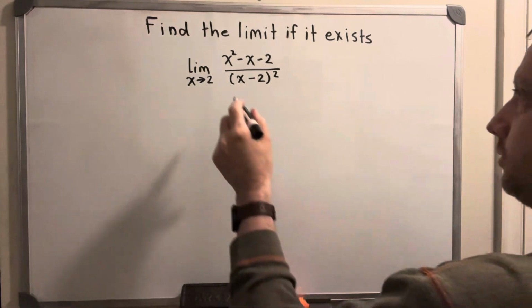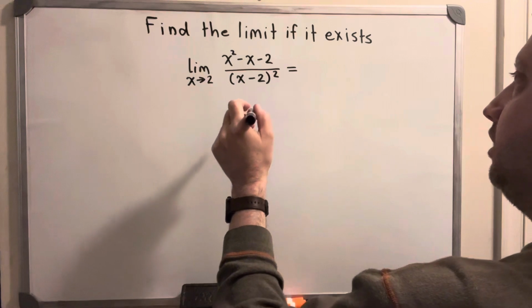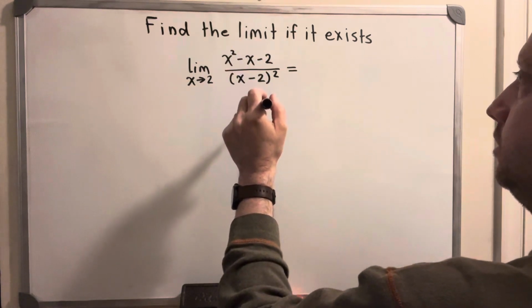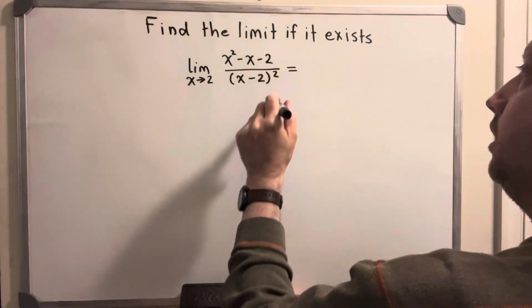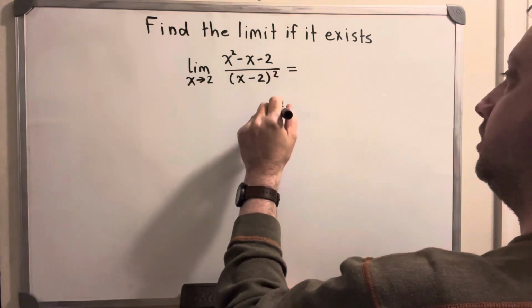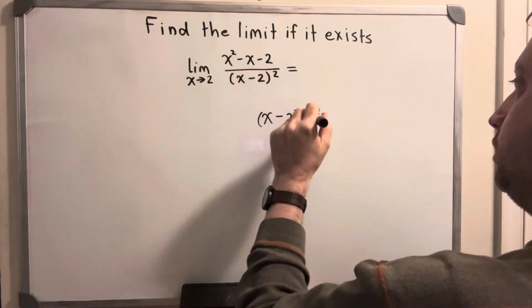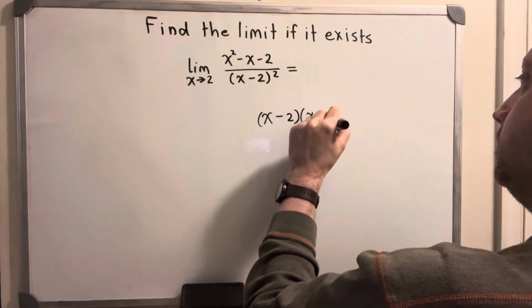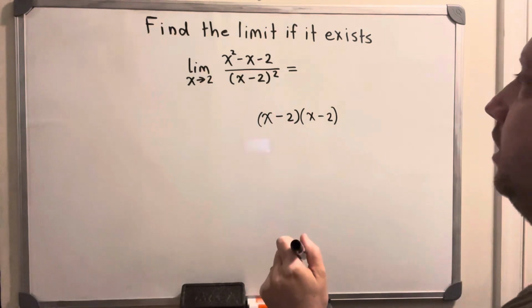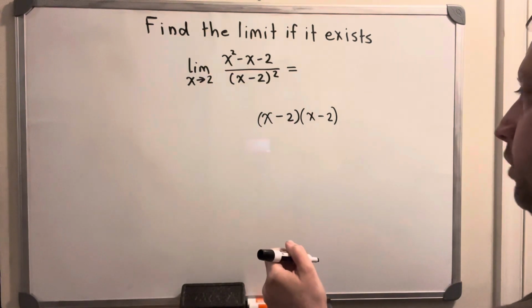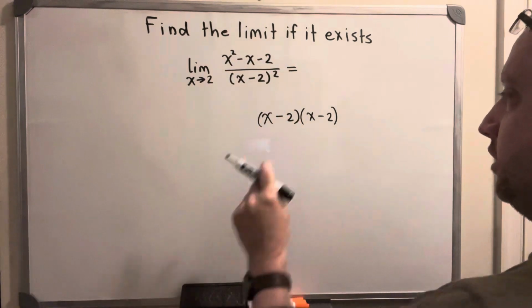So what we should do is see what this factors out to. What is x minus 2 squared equivalent to? We can rewrite that denominator as this. And what we should try to see is if the numerator also has an x minus 2 factor.